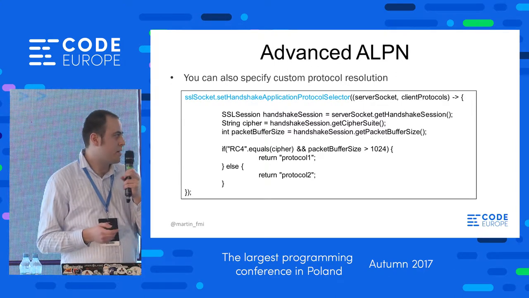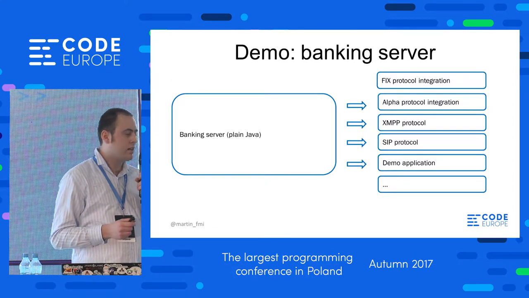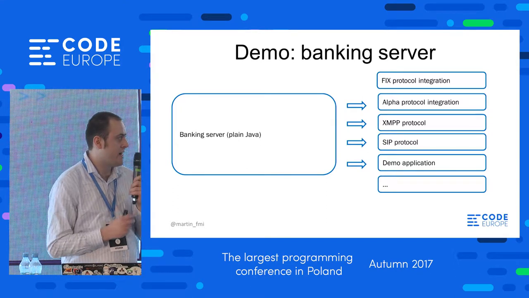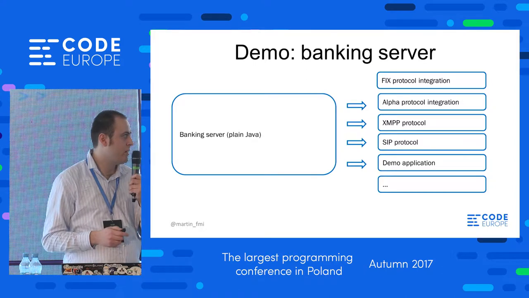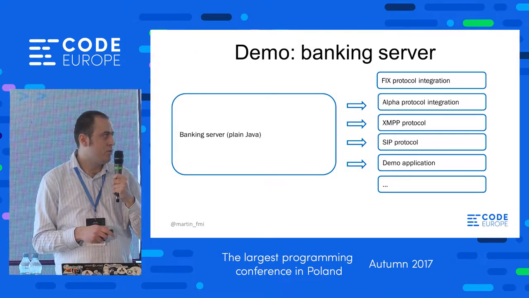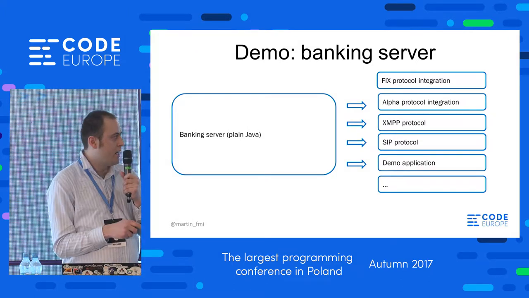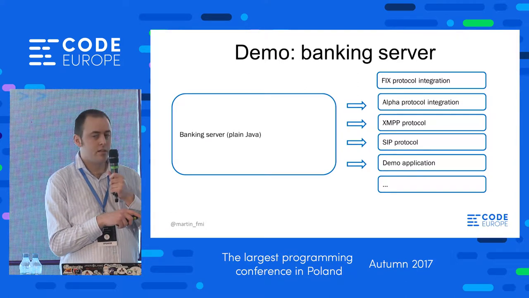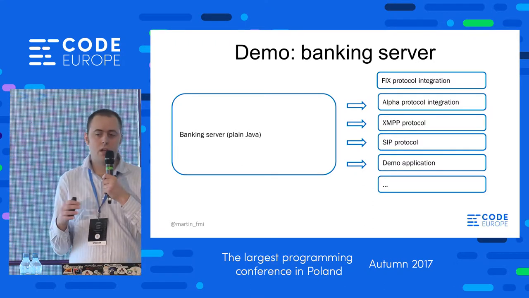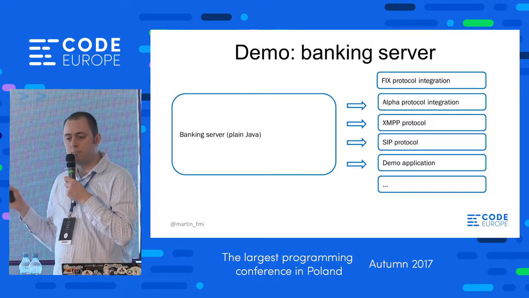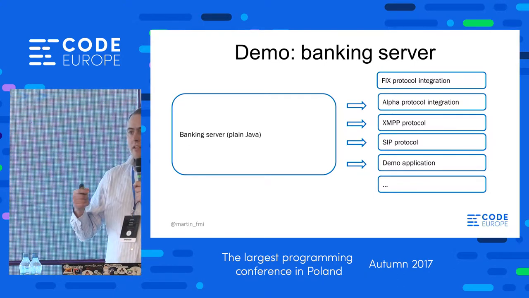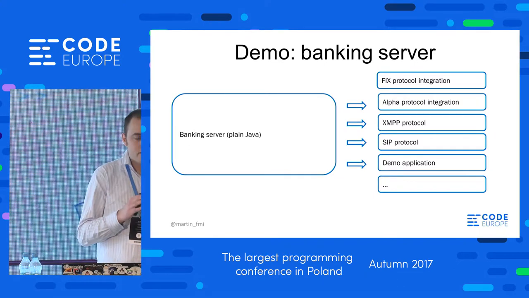Now, to see a concrete example of all that we have said for now, I'll be using a custom implementation of a banking server. It's basically implemented using the new Java 9 modules implemented by Project Jigsaw. Our banking server is a fairly simple Java application that allows us to host different third-party applications. And we have different protocol implementations that are provided to that banking server. One implementation is, for example, for the XMPP protocol. Another is for the SIP protocol. Those protocol implementations can be used by different applications of the banking server to establish communication with different third-party applications within the bank. This is our demo scenario.